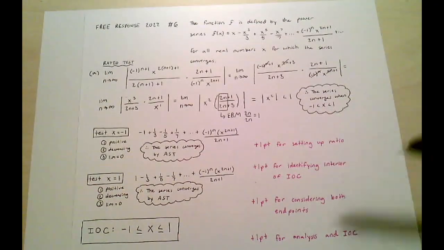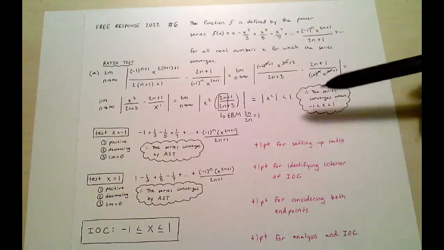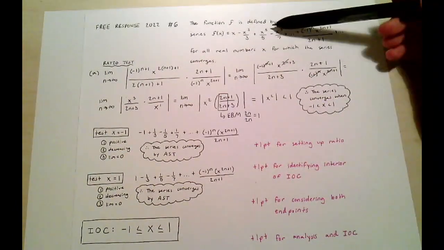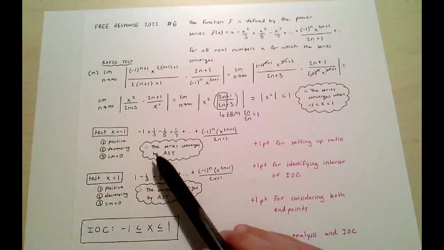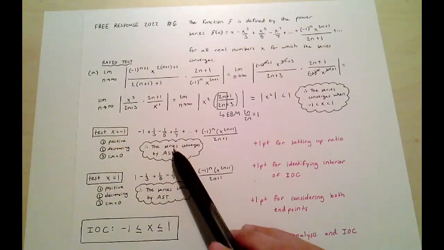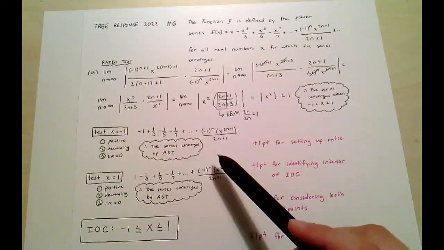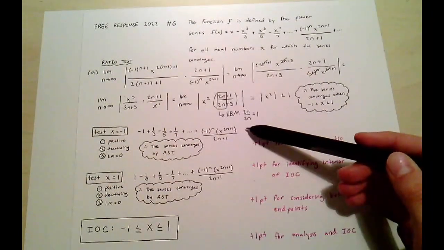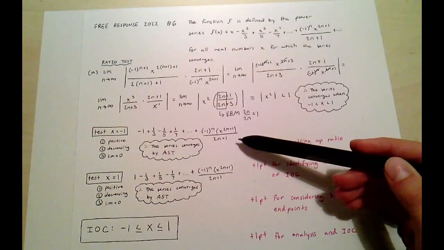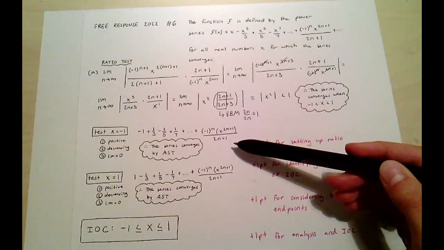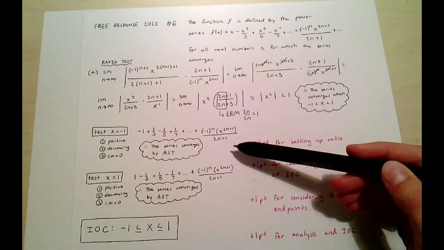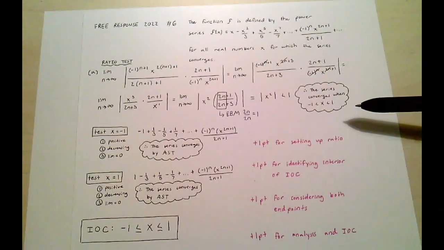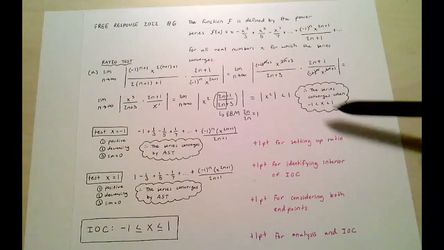So first I'm going to test x equals negative 1 by plugging negative 1 into the original series. So you get negative 1 plus 1/3 minus 1/5 plus 1/7, and so on and so forth. By using the alternating series test, you can see that this is positive, decreasing, and the limit equals 0, and therefore the series converges by AST. So that means that negative 1 is included in the interval.